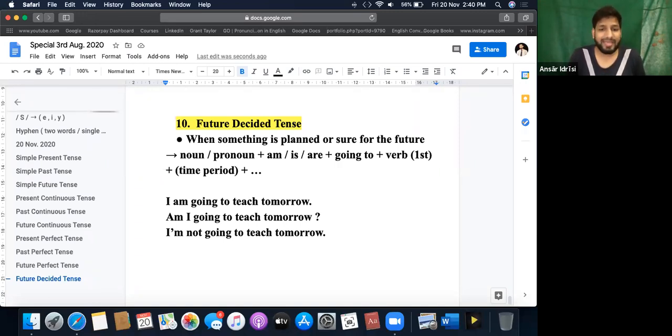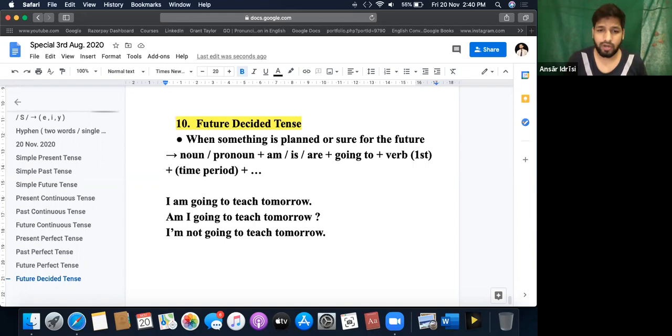But we can make negative of that as well because it's not my formula. It is the formula of Cambridge University, and I can't go against Cambridge University because they are the father of English. So if they are teaching this, we have to follow that. Is that clear? Okay. See, sir, if I'm going to put anything else there, that is an alternative way. You might know that we can use future decided tense in another way as well.